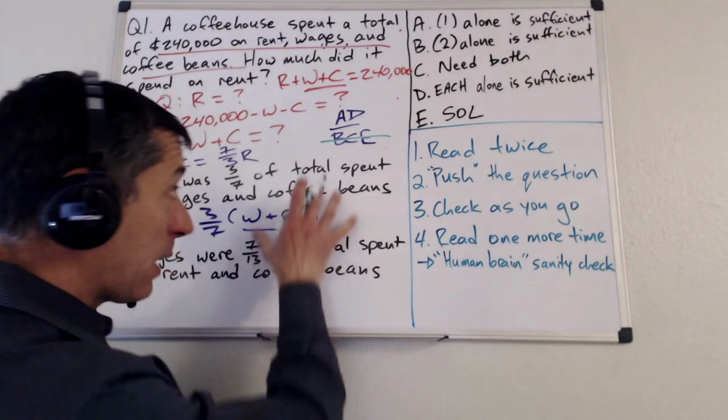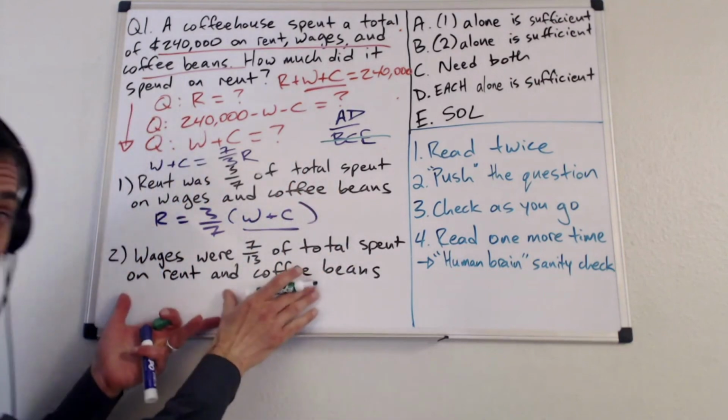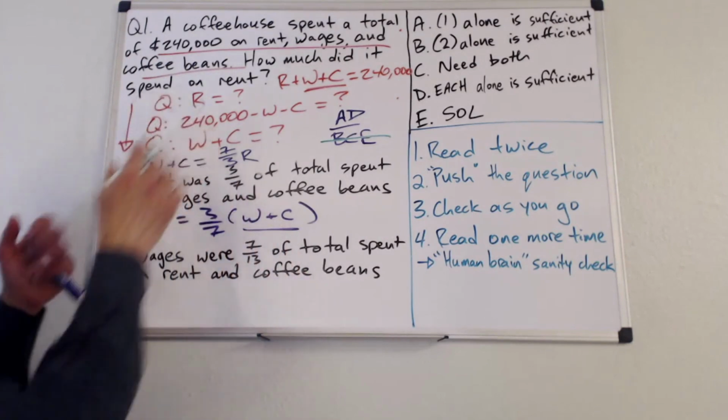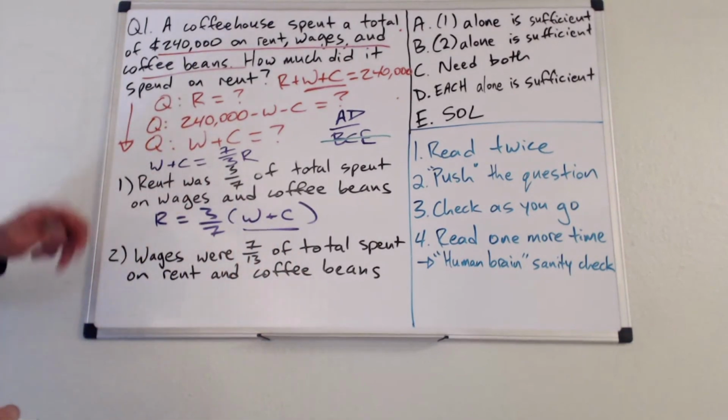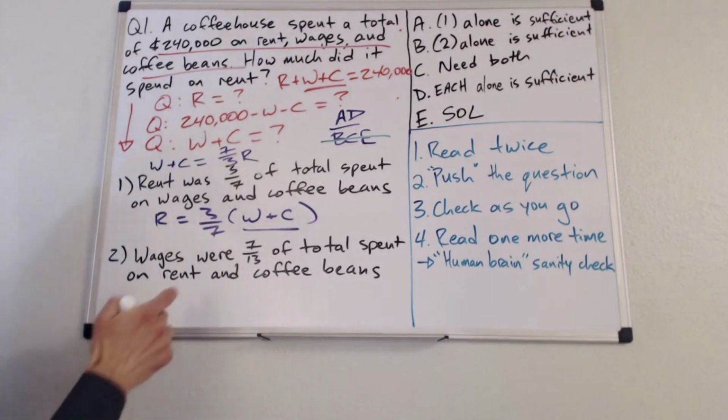Again, that's my cue. Wash my brain, forget what I just did on statement 1. I don't want to take it with me. It's going to pollute me. I want to be able to look at statement 2 in isolation. Read the question. Okay, again, we're at the coffee house, $240,000, rent, wages, coffee beans. I'm just looking for rent or W plus C.